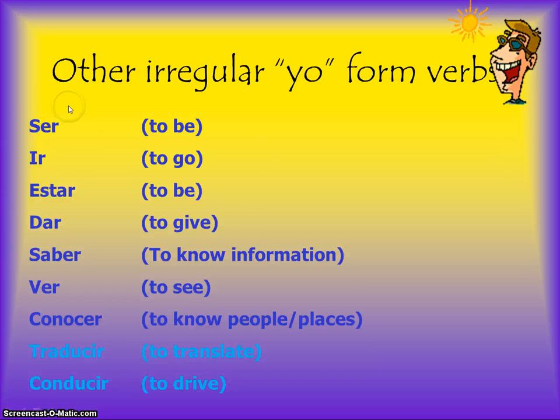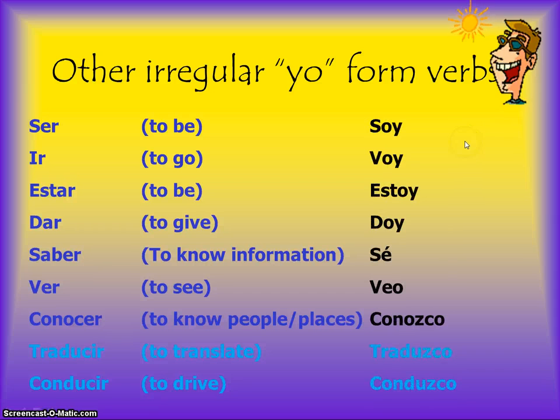Now, we've already had a couple of these. We've had ser, ir, and actually estar also. So the irregularity is going to be, obviously, soy, voy, and estoy. But if you want to say I give, it's doy, I know, sé, I see, veo, I know using conocer, conozco, I translate, traduzco, I drive, conduzco.